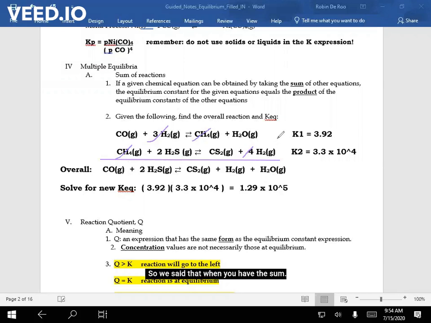So we said that when you have the sum of the equations, the way to get the KEQ for the ultimate reaction here is to multiply the individual K's for each one of these. So that's why our new KEQ is a multiplication of our individual KEQs, and that gives us the KEQ for our overall reaction.